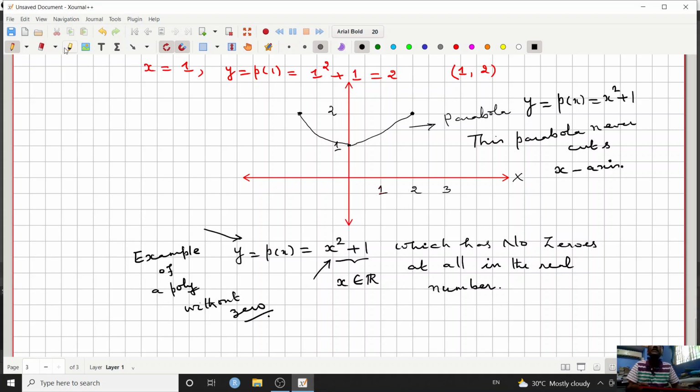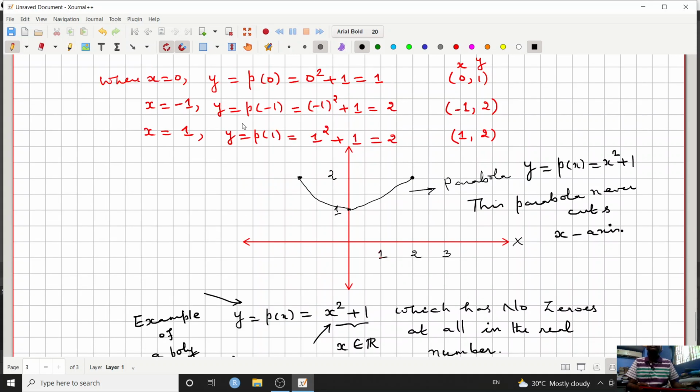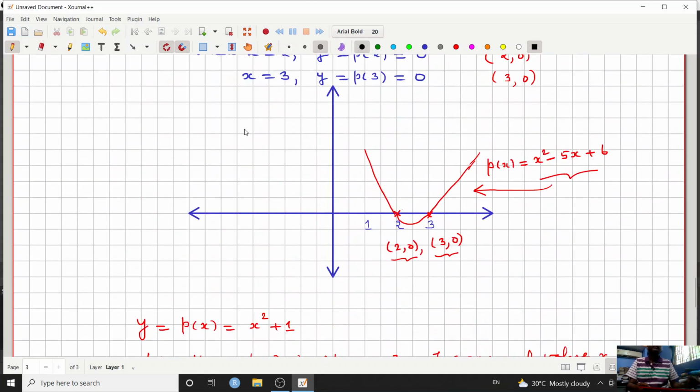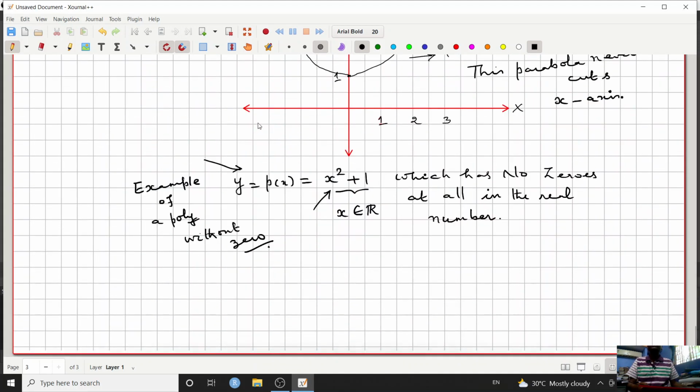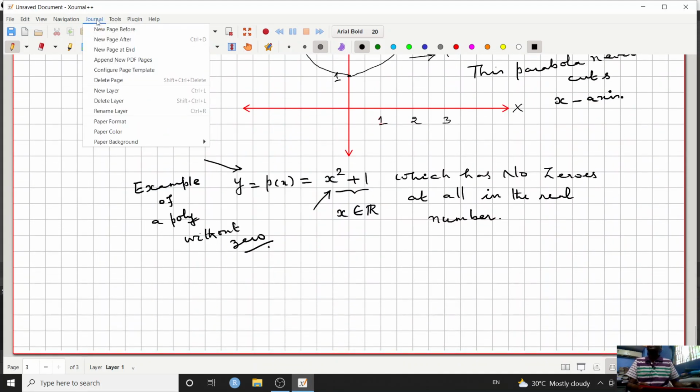And in the previous example we have seen a parabola with two zeros, so that is the degree of a quadratic equation. Let us see one more example and we stop.